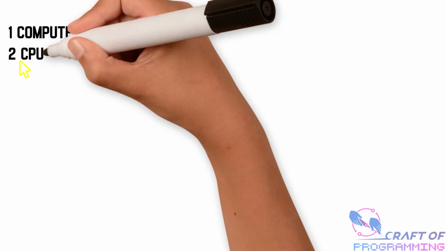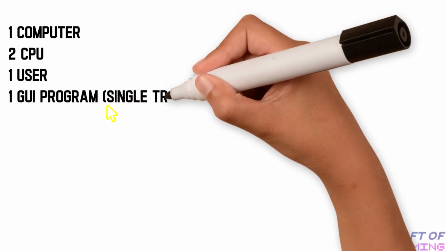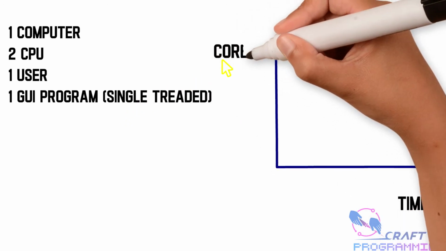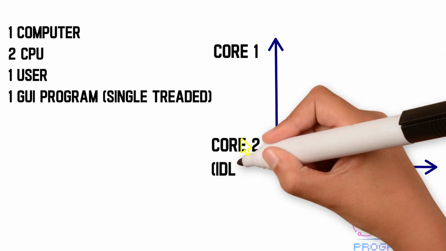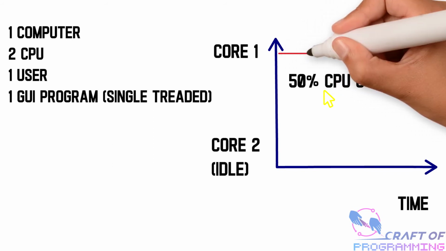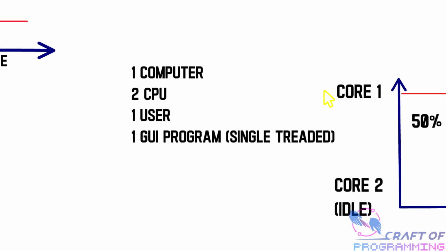So now that you have a better appreciation of how much faster CPUs are over memory and I/O and network access, consider this example, where you have a computer that has 2 CPUs, 1 user, and 1 single-threaded program running, say a GUI program. Notice that the program, because it's single-threaded, will be running on 1 core, but the other core, core 2, will be idle. So you have 50% CPU utilization. If you have 4 CPUs, then it will be 25% CPU utilization, and so on. All of those cores are sitting idle and completely wasted.